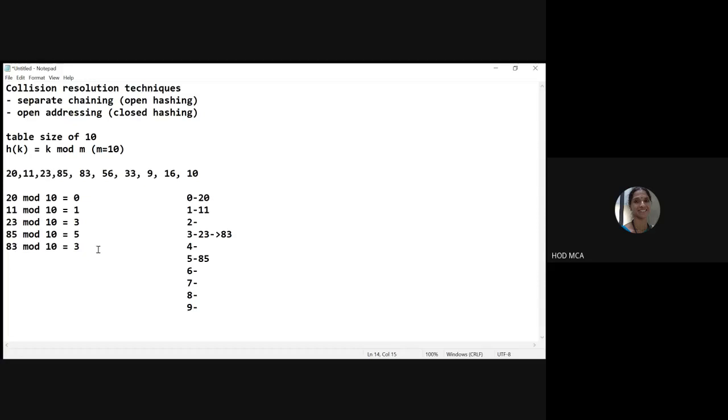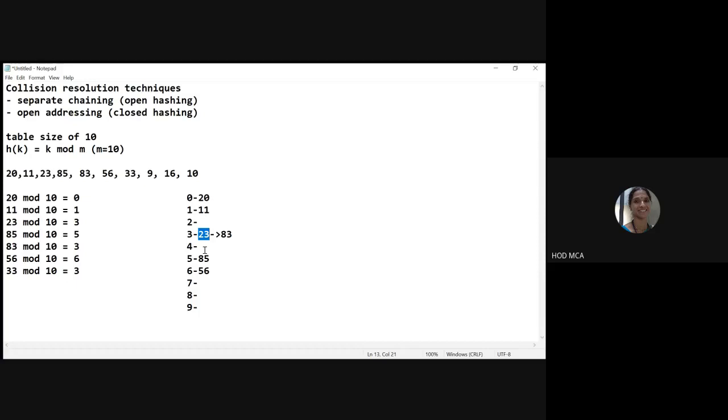Next, the next number that we have is 56. I will calculate 56 mod 10, which is going to be 6. So in the sixth location we store 56. Then we have 33. 33 mod 10 is equal to 3. Again, in the third location, I must be storing this 33. So what's happening now? 23 mod 10 is 3. In the third location, we have created a linked list.